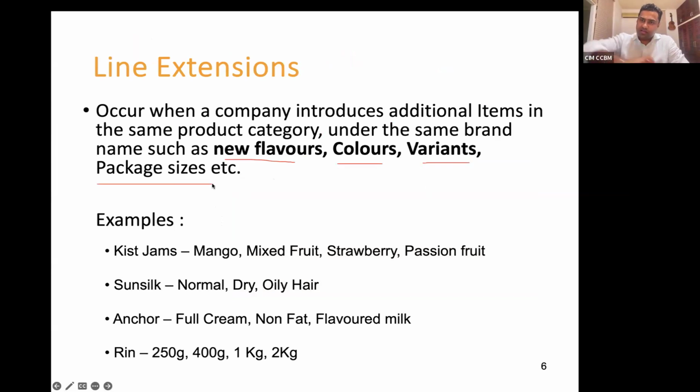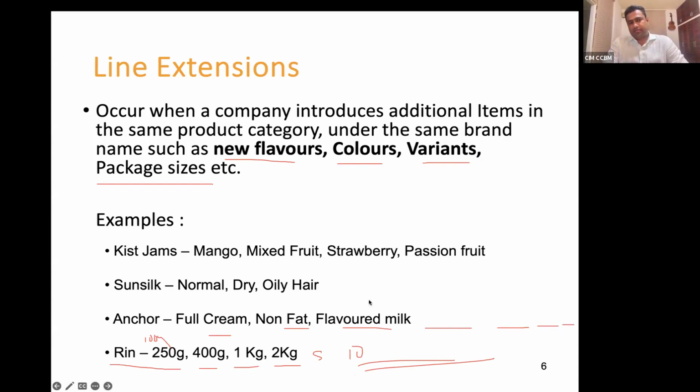Line extend, you extend the production line. So you say, Rin, we have 250 grams, 400, 1 kg, 2 kg, 5 kg, 10 kg, 100 grams. So you come up with more grammages and extend the production line. Anchor will say we have full cream, non-fat, right? Flavored milk, no sugar, zero sugar, low fat. That's called extending the product line.